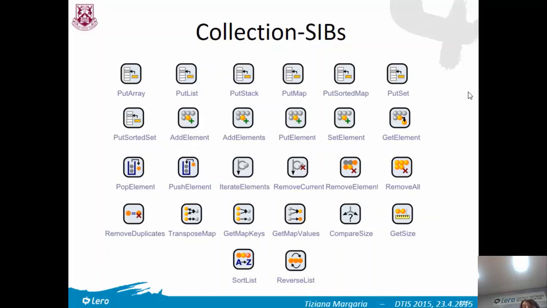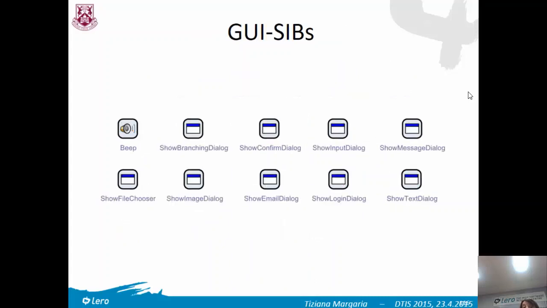There were collection SIBs that were working with more complex data types like arrays, lists, stacks, maps, sets, sorted sets, okay? And then all the operations that you need in order to work with that. So you see this idea of abstract data type, or thing with methods to work on it, is already in the system, okay? GUI SIBs, like for instance, beeping if something was happening, or showing a dialogue that is leading to a choice, so to branches, like a branching dialogue, or a confirmation dialogue. Yes, you did it, okay, or an input dialogue, or a message, and so on and so on, okay.